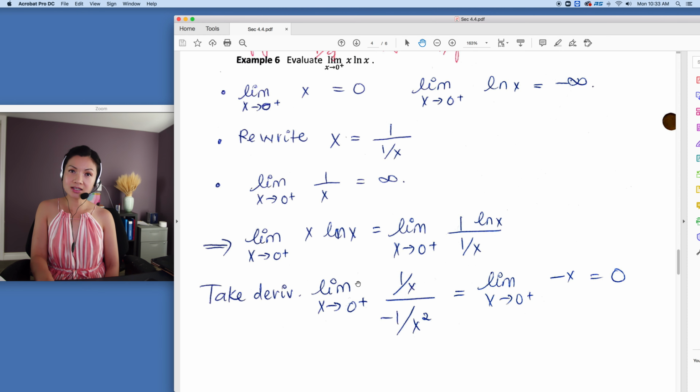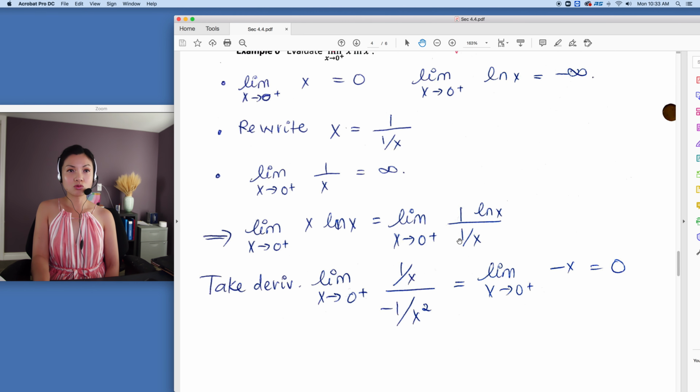Now I take the derivative of the top, I get 1 over x. I take the derivative of the bottom, I get negative 1 over x squared. Simplify it, I get negative x. So the limit is 0. Okay, so make sure you rewrite, you take the derivative, you rewrite, you simplify, and then you take the limit.